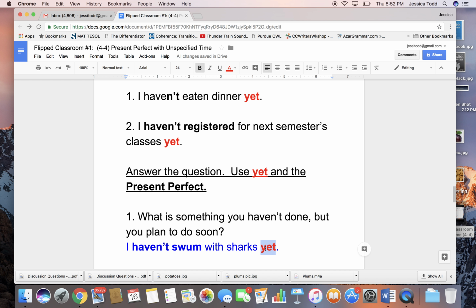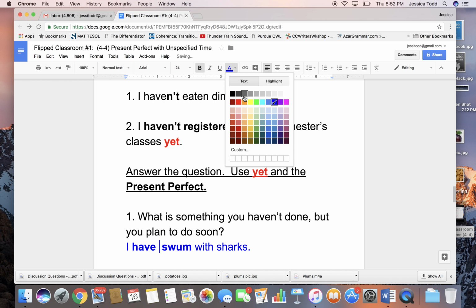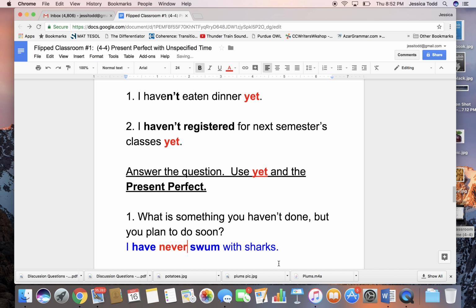Now, many students ask, well, what if I don't want to swim with sharks in the future? I just want to make a negative sentence with present perfect. What can I do? Well, we'll have to erase yet. And we can say either "I haven't swum with sharks," period, or we can make it stronger and say something like "I have never swum with sharks." So that means never in my life, 0 times I did it, and I probably don't want to do it in the future, right?